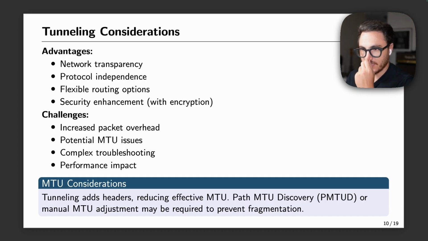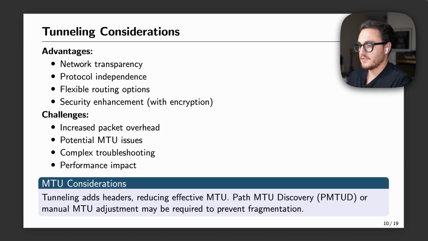We've seen in the introductory lesson to all the protocols that one aspect of the Ethernet protocol is the maximum transfer unit, which is usually 1500 bytes. And when we add a header for tunneling, we reduce the amount of payload that we can send, the amount of meaningful data that we can send.